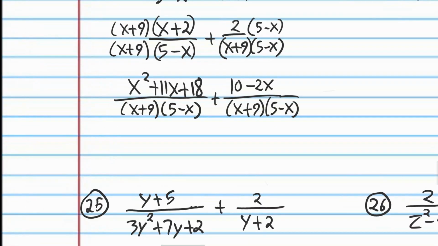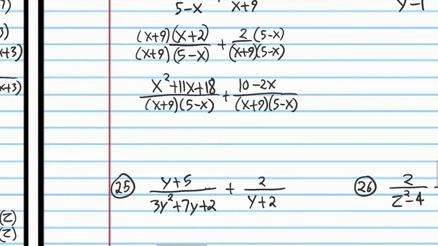Alright, so now we have a common denominator, so we just add everything up. X squared, we can't really combine with anything. 11x minus 2x is 9x. And then 18 plus 10 is 28.